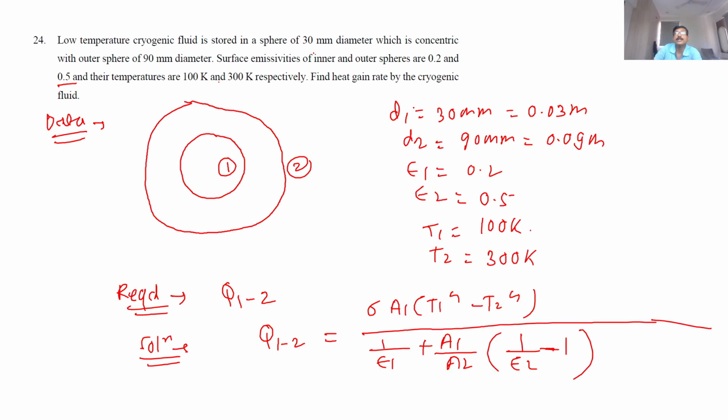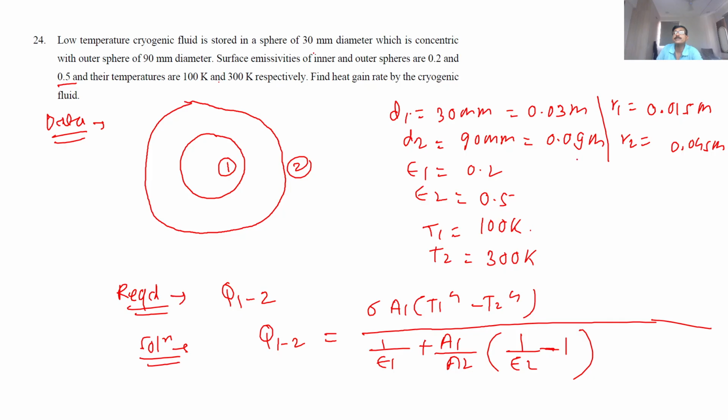So what is unknown in this formula? Unknown is the area calculations, so let's do it. A1 is a sphere, so the inner sphere area is 4 pi r1 square, and A2 is 4 pi r2 square. We know D1, so what is R1? R1 is 0.03 divided by 2, which is 0.015 meter. And what is R2? 0.09 divided by 2, which is 0.045 meter.